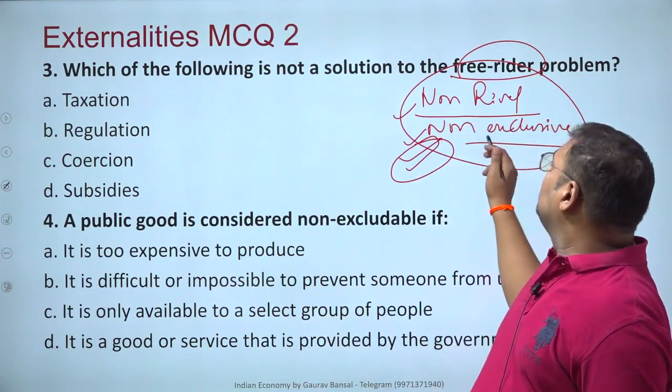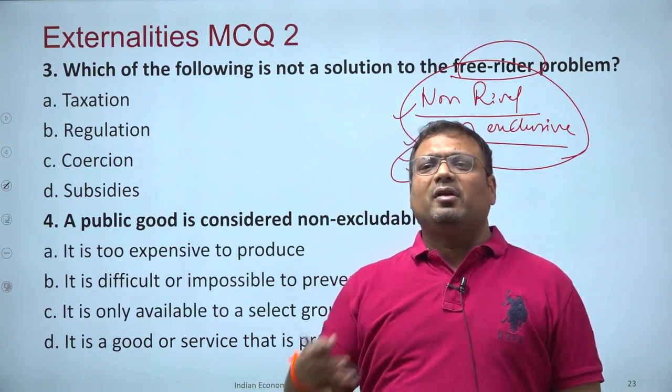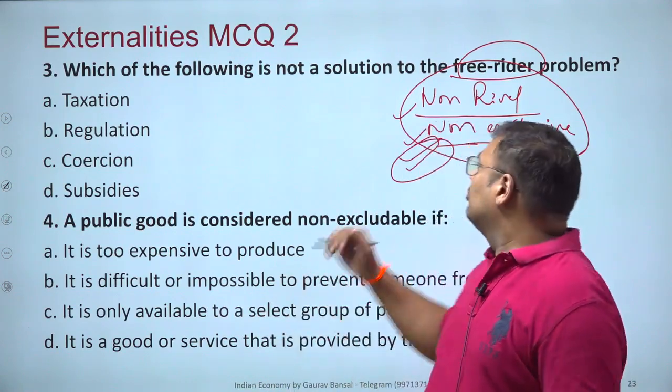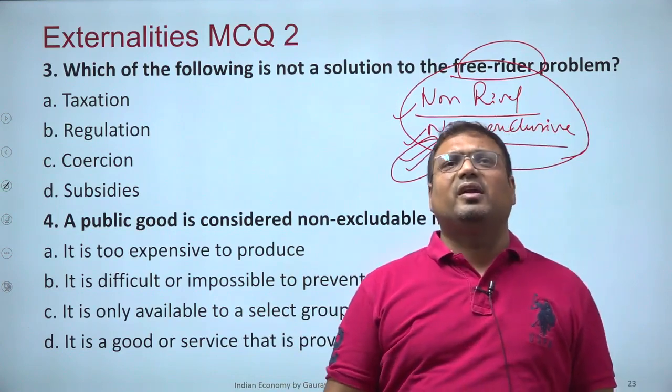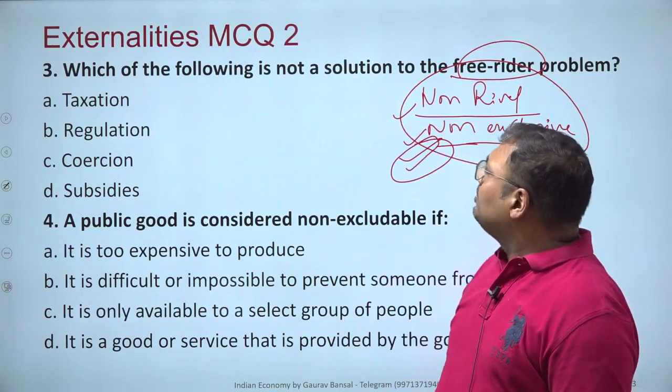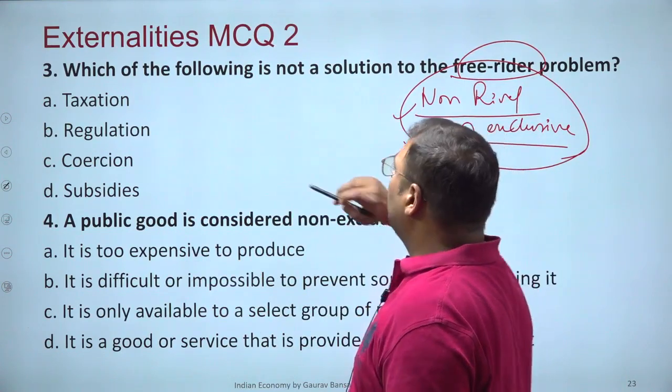Okay, so these are all possible because these are non-exclusive. Everybody can enter, anybody can use those. So that is why public parks can have vandalization problems. Now, which of the following is not a solution to the free rider problem?